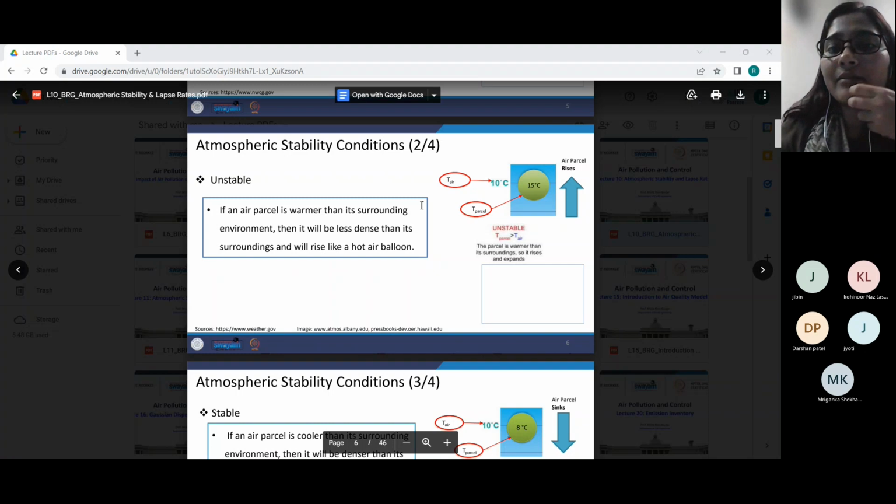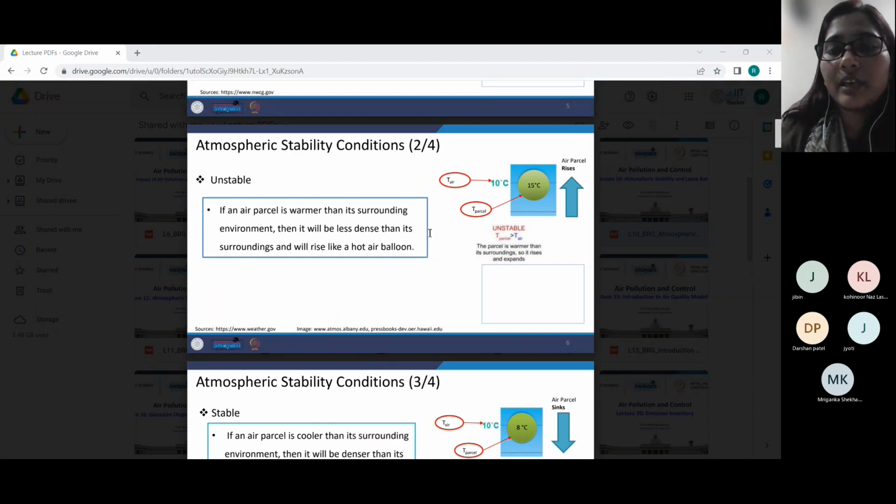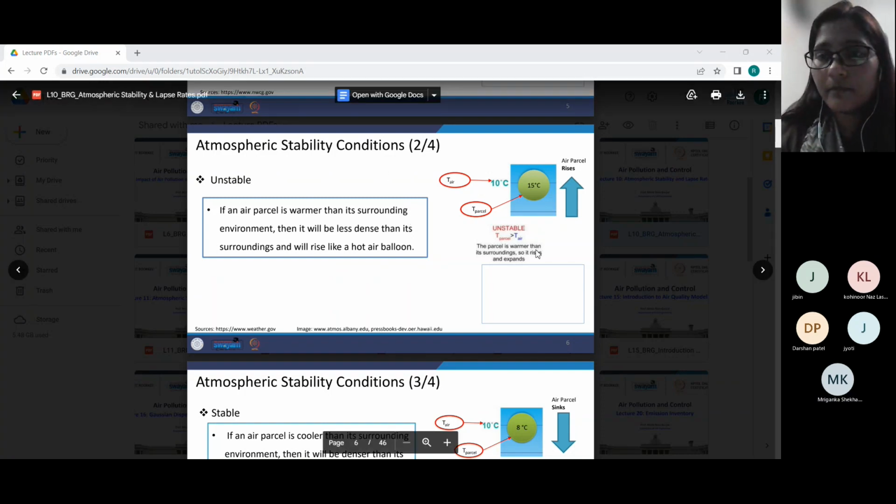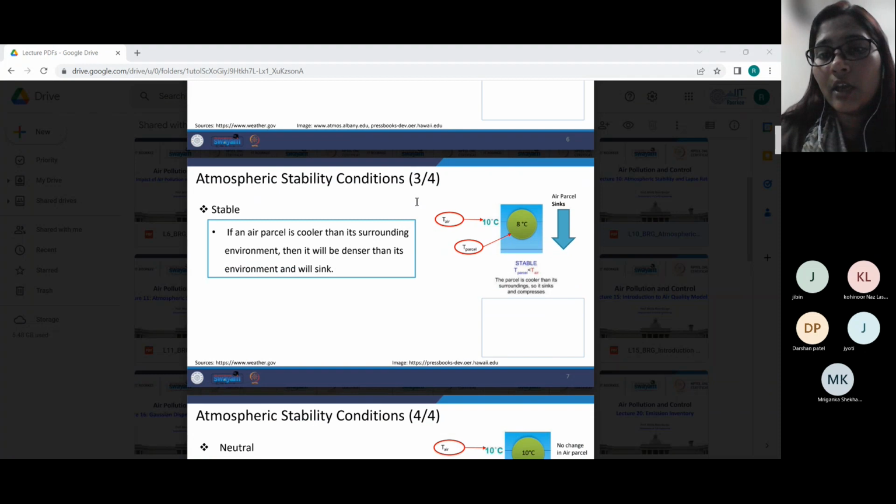Yeah, just one correction: there is a chance of expansion. Basically, when the unstable condition is there, this air parcel tends to rise and expand. Contraction happens when the stable condition is there, right? Yes, ma'am. So you got this, right? Now, coming towards the next condition, when the temperature of the air parcel is less than the temperature of the ambient air, then what will happen?